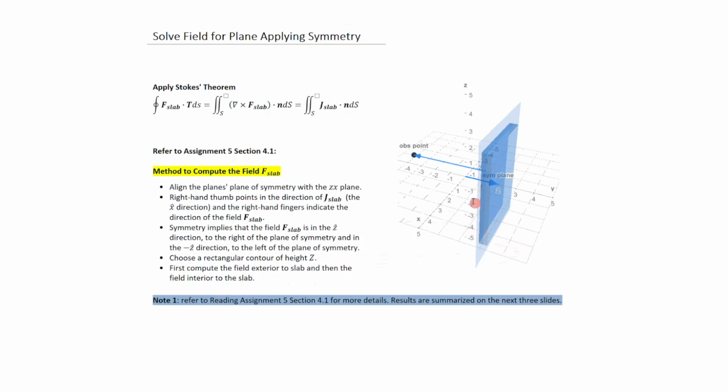And so the only way to do that is to first basically look at a contour which has one segment sitting on this side of the slab and one on this side of the slab. And because of symmetry, we know the field in this direction in magnitude is the same as the field in this direction in magnitude. And therefore, there's only one value to compute, not two. So that's basically the way we're going to go. You can refer to reading assignment 5, section 4.5 for more details. As I mentioned here, results are summarized on the next 3 slides.